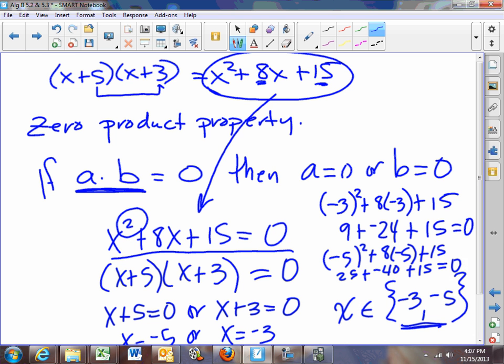Anytime we have an equation that has degree 2, in other words, the highest exponent on the x is 2, we're expecting two answers. Sometimes those two answers will be the same. And actually in the last section, we looked at the fact that sometimes the quadratic polynomial, which represents a parabola, doesn't cross the x-axis.